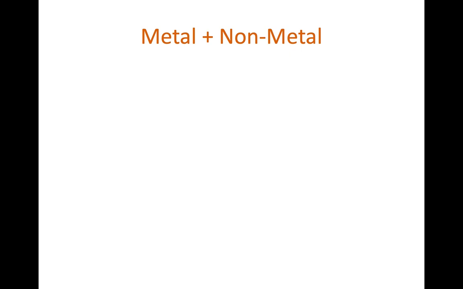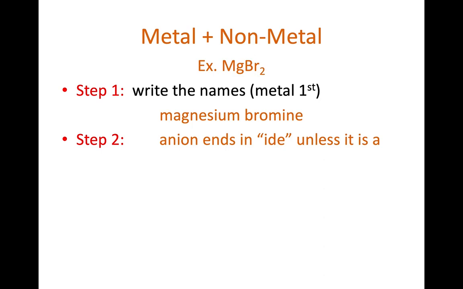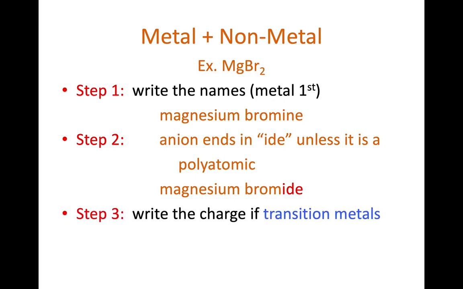Okay. So it's a metal and a non-metal. An example, magnesium, this is MgBr2. Well, you write the names, magnesium bromide. You always end the second word in -ide, just like covalent, unless it's a polyatomic, so one of those listed on the bottom. So this becomes magnesium bromide. You write a charge if the metal is a transition metal. Magnesium's not, it's in group 2. So that's it. This is called magnesium bromide.